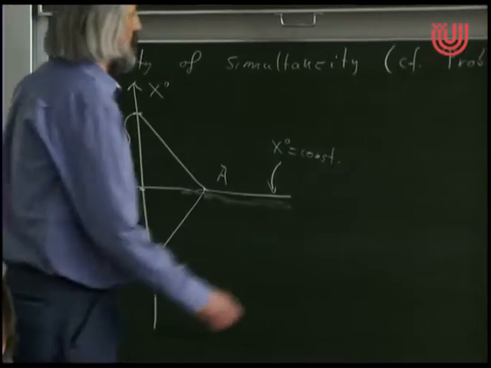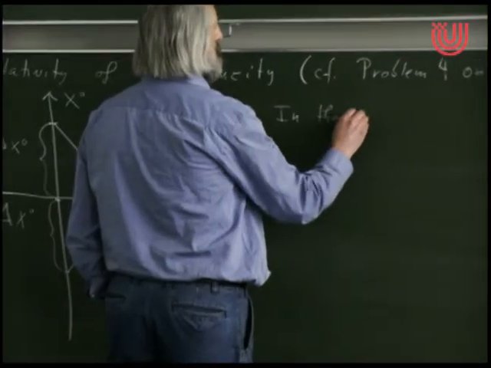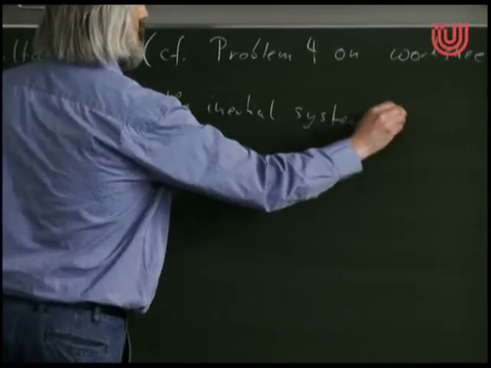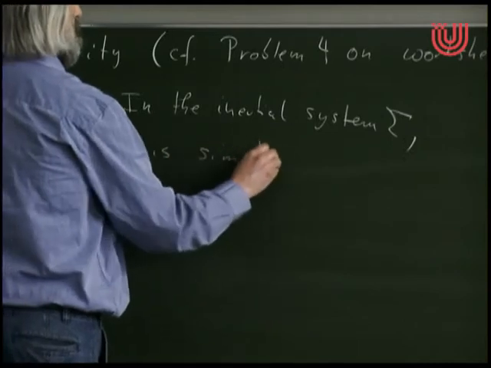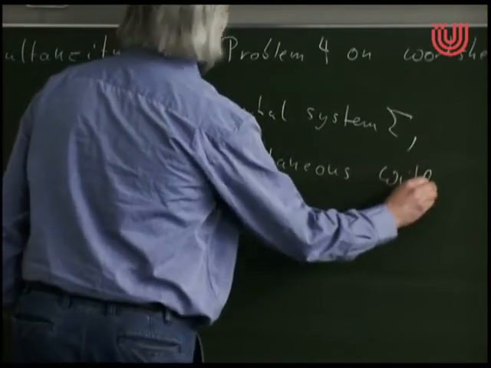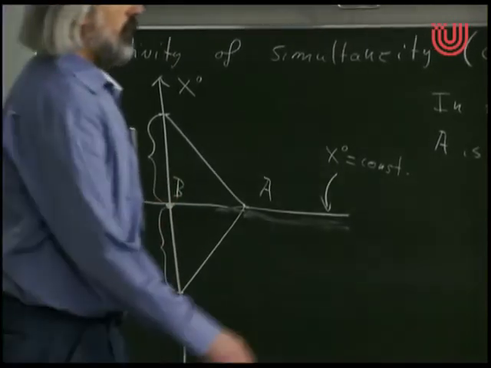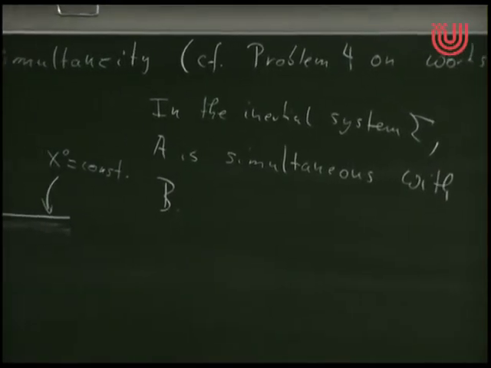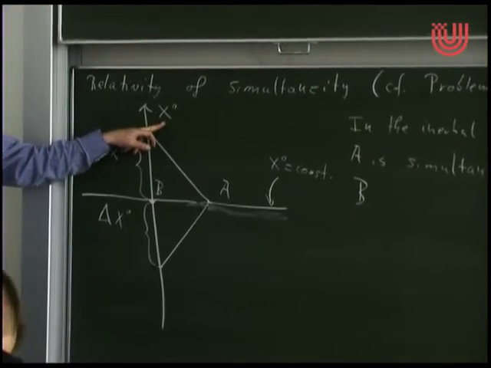So let's call this inertial system sigma. In the inertial system sigma, A is simultaneous, according to this radar construction, with this event here. Let's give a name to it. Let's call it B. And now we do the same construction with respect to an observer which is moving with respect to this here. So it defines another inertial system.